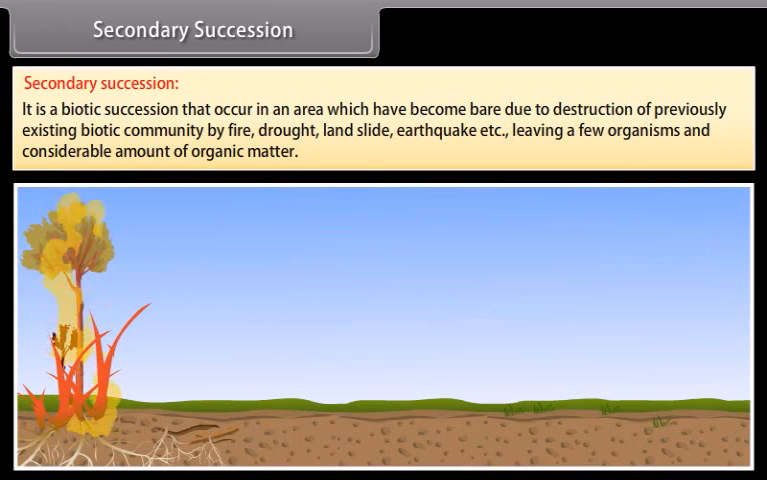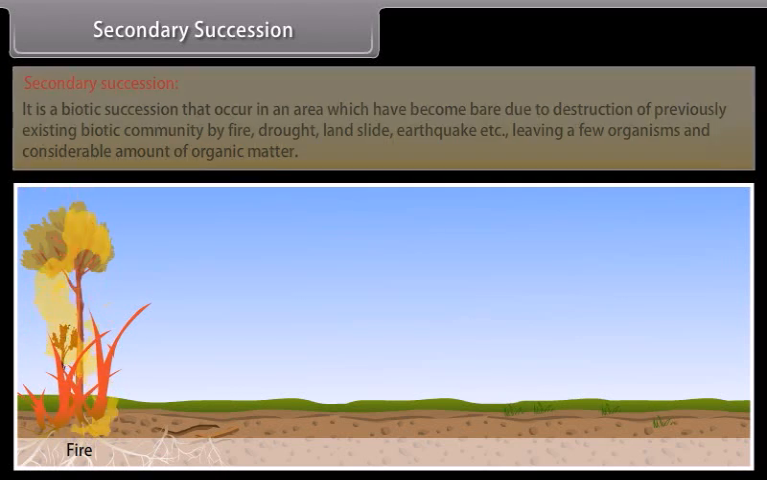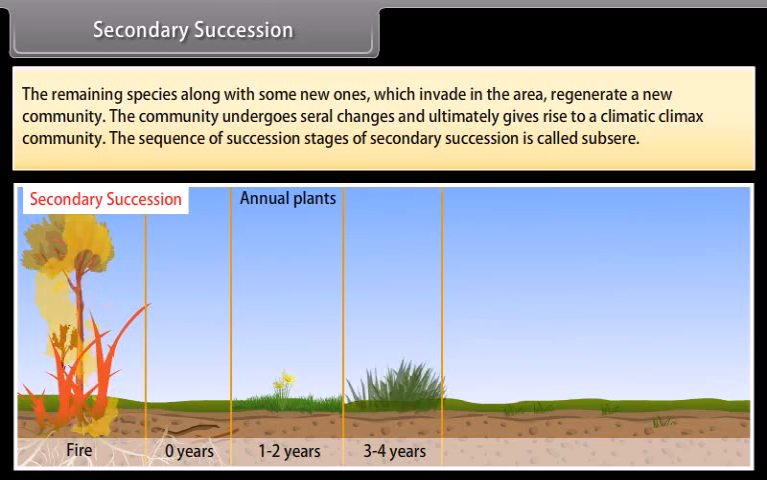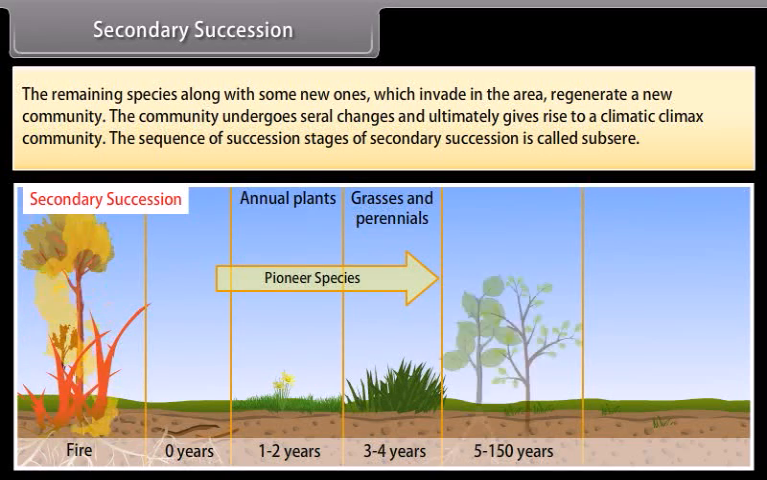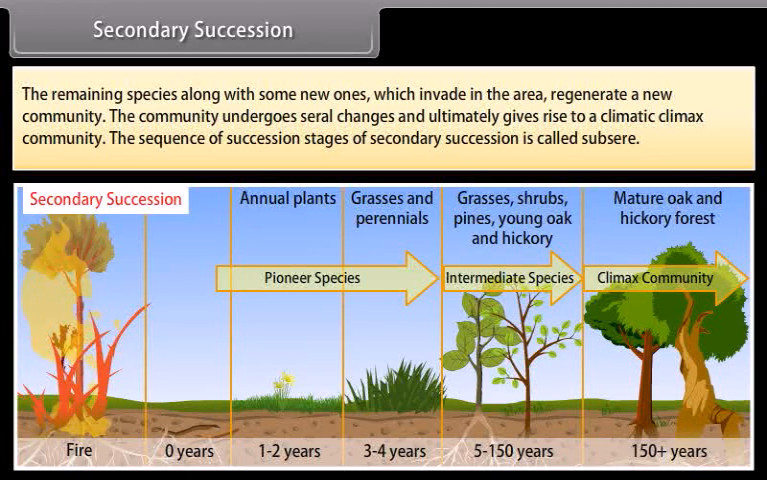Secondary succession. It is a biotic succession that occurs in an area which has become bare due to destruction of a previously existing biotic community by fire, drought, landslide, earthquake, etc., leaving a few organisms and a considerable amount of organic matter. The remaining species, along with some new ones which invade the area, regenerate a new community. The community undergoes seral changes and ultimately gives rise to a climatic climax community. The sequence of succession stages of secondary succession is called subsere.